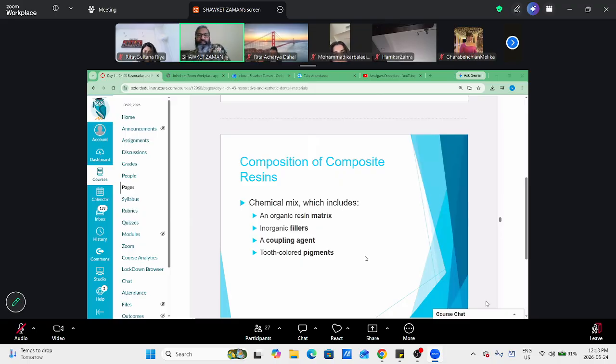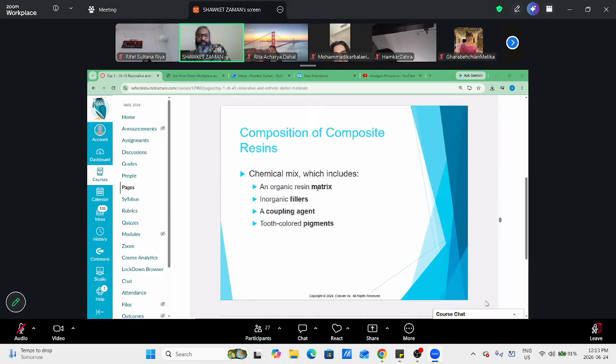Now, the composition of composite filling materials. What structures are present here? There are 4 things present here. One is the organic matrix, which is called the organic resin matrix. Another one is the inorganic filler particles. Then there is another agent which makes the relation between the organic and the inorganic substances, called the coupling agents.